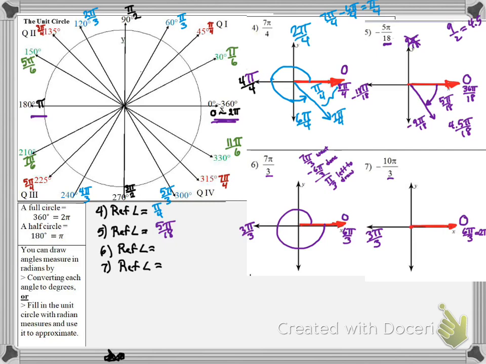I got 6 pi over 3, but I need 7 pi over 3. Let me go up to the original and say, how much is pi over 3? Pi over 3 is about 2/3 of a quadrant there. So I need another 2/3 of a quadrant.